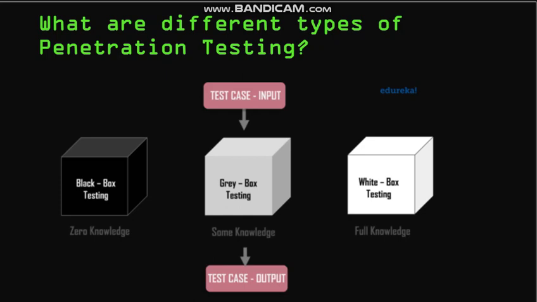Gray box: when the tester has partial information about the target, it's referred to as gray box penetration testing. In this case, the attacker will have some knowledge of the target information like URLs, IP addresses, etc., but will not have complete knowledge or access.